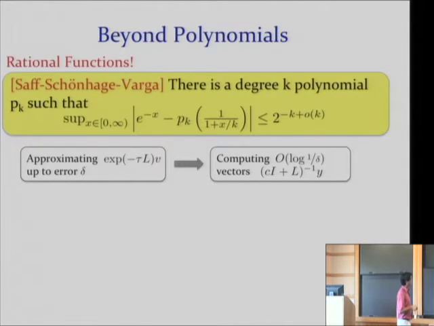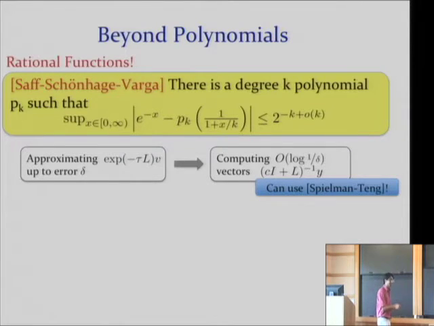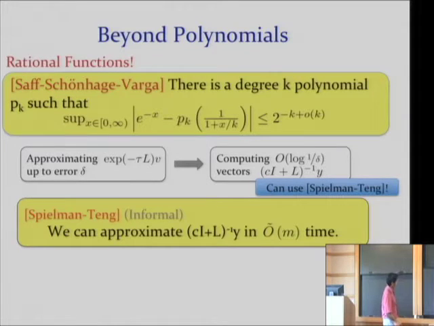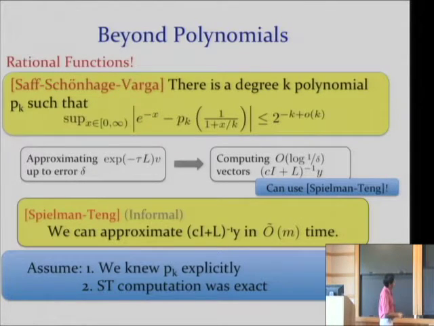Approximating the inverse. So C is some scalar constant times identity plus a Laplacian inverse. Great, and for this inverse we can use the result of Spielman and Teng to approximate it. So what's the result of Spielman and Teng that we use? I'll state it informally. It basically says that we can compute these inverses essentially in near linear time.